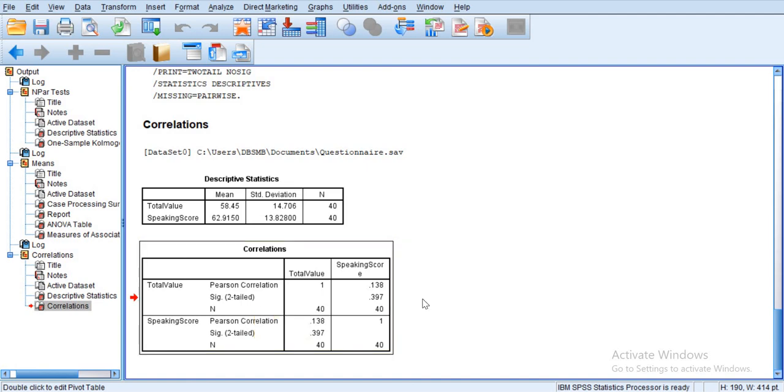0.397, which means that it is higher than 0.05, in which the significance should be lower than 0.05 to show that the relationship or the correlation between these two variables is significant. But because it is higher than 0.05, therefore there is no significant correlation between communication apprehension and the speaking score. And it means that the null hypothesis is accepted, while the expected hypothesis is rejected.